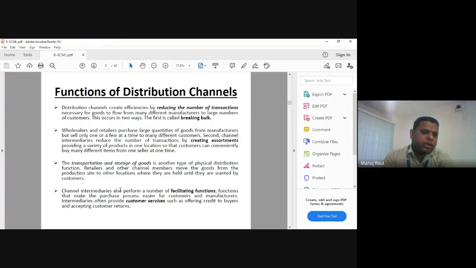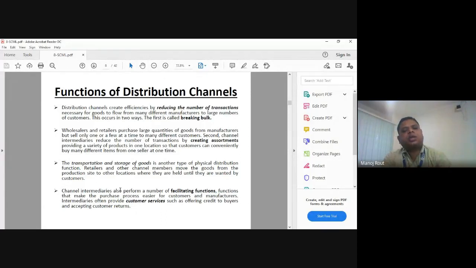Okay. So moving to the third point, the transportation and storage of goods is another type of physical distribution function. Retailers and other channel members move the goods from the production side to the location where they are held until they are wanted by the customers. So that means what?